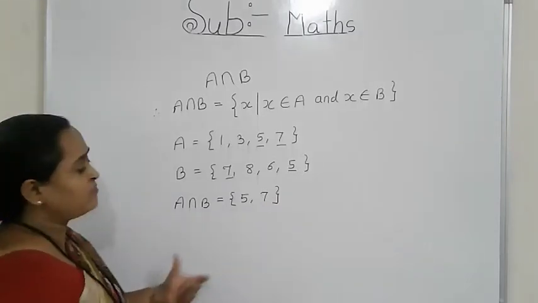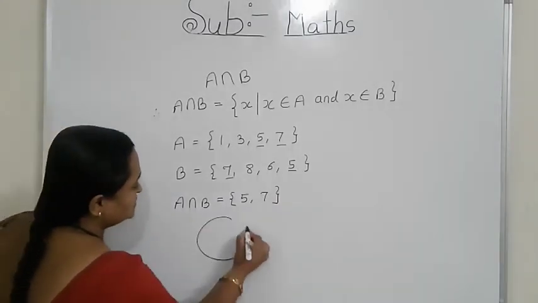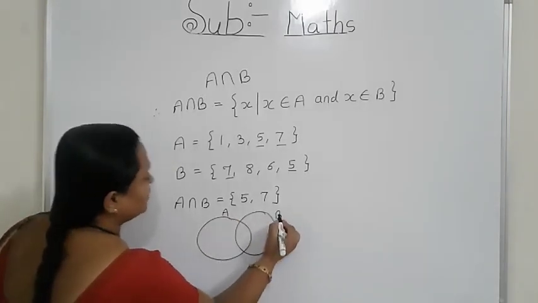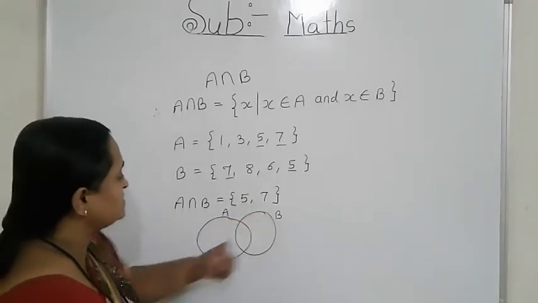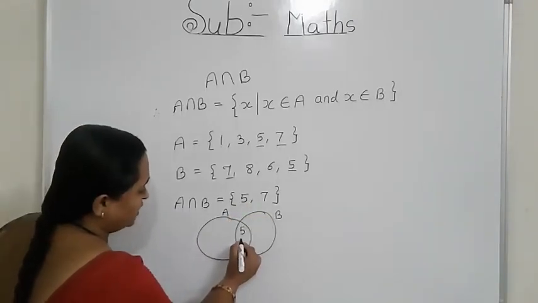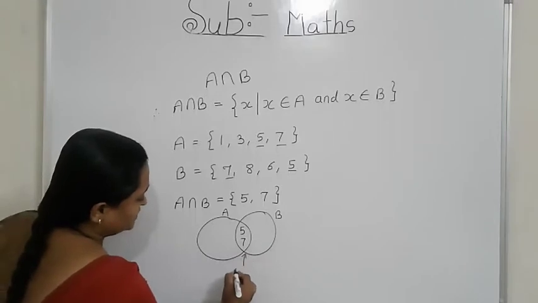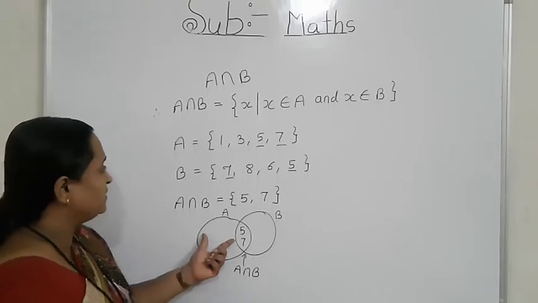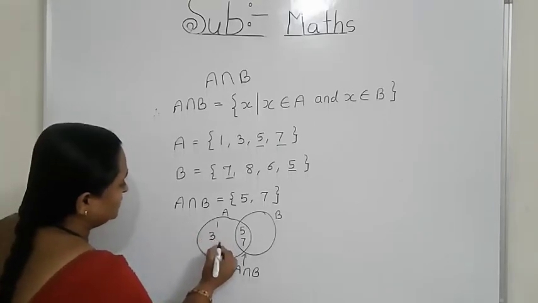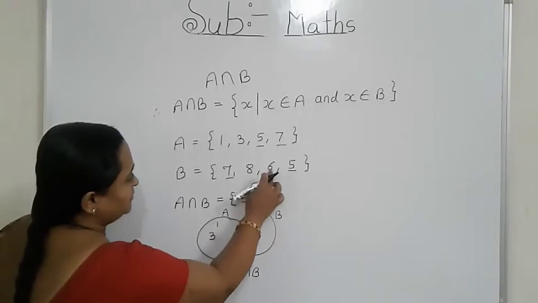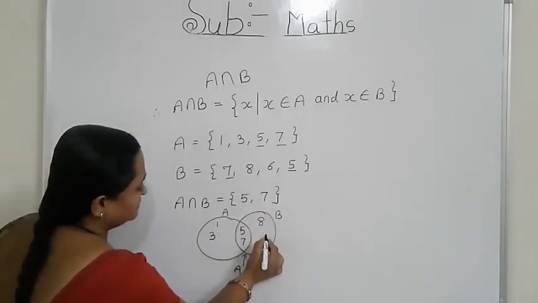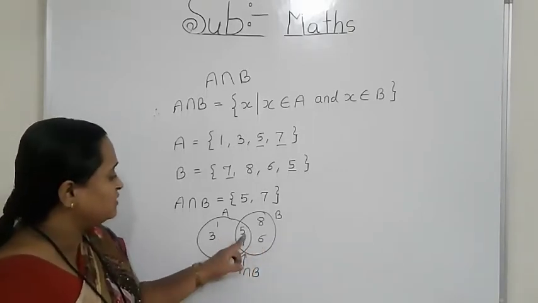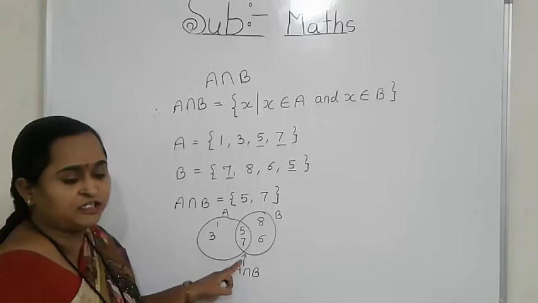Now Venn diagram also can be drawn for this. Now see, this is set A and this will be set B. Now common elements are there 5 and 7. Therefore these two common elements we have to write in this part. Now this is A intersection B. Now remaining elements we can write here 1, 3. And in B set which elements are left? 8 and 6. Now this is Venn diagram of A intersection B. This middle part is A intersection B.